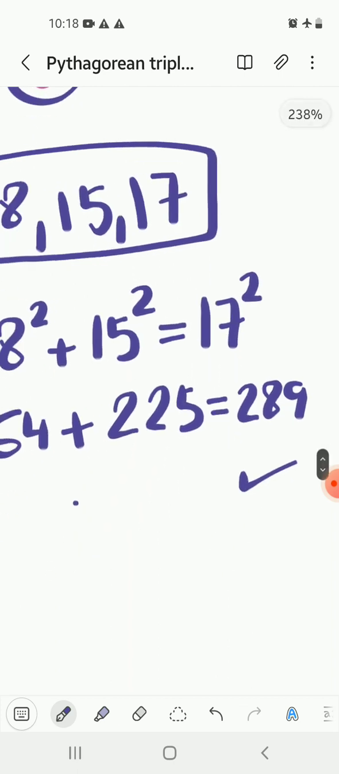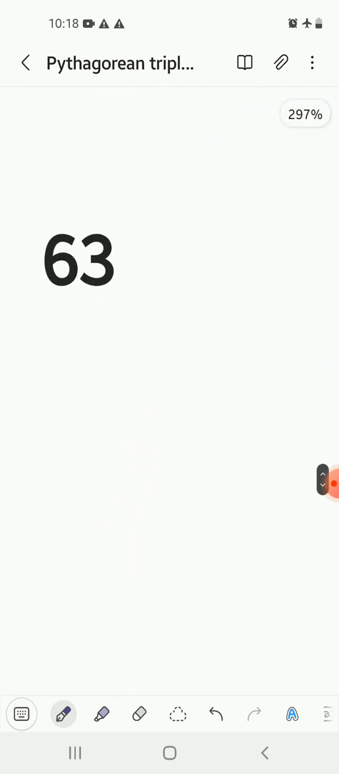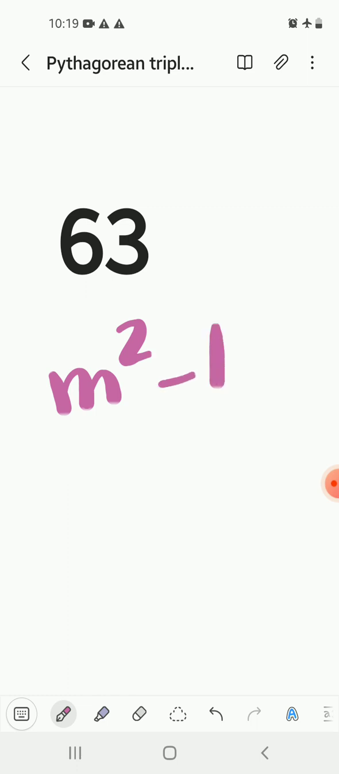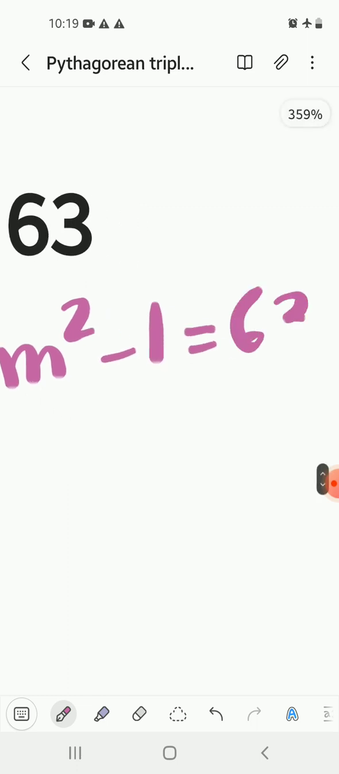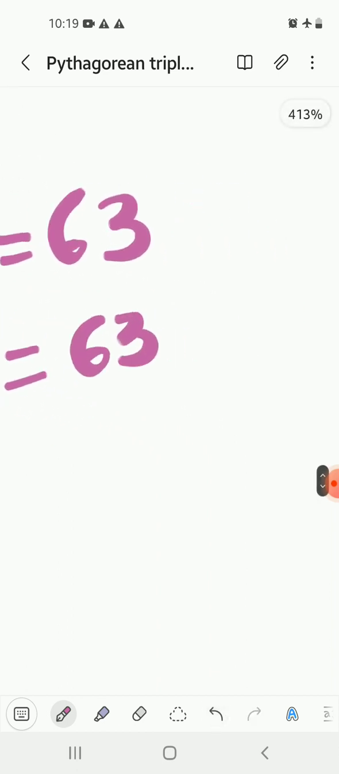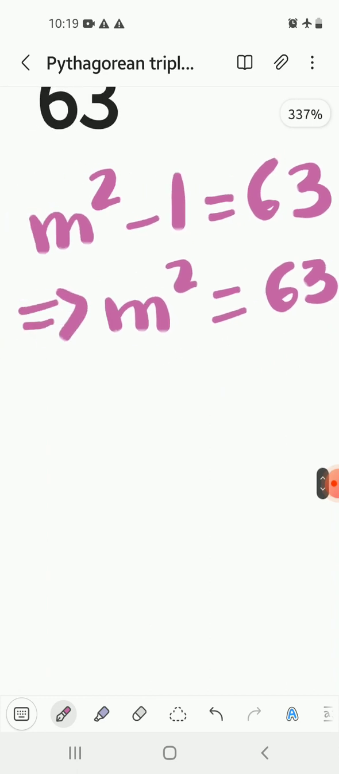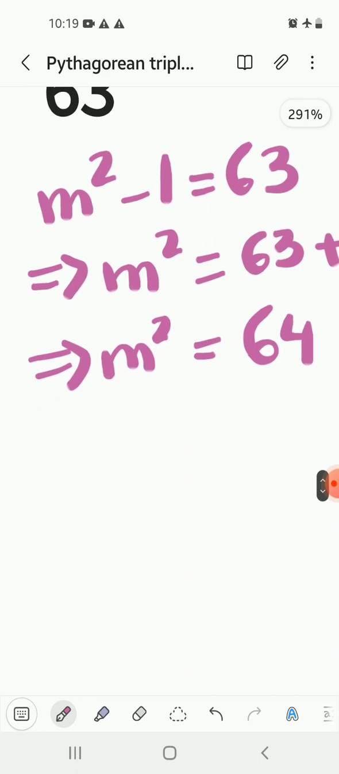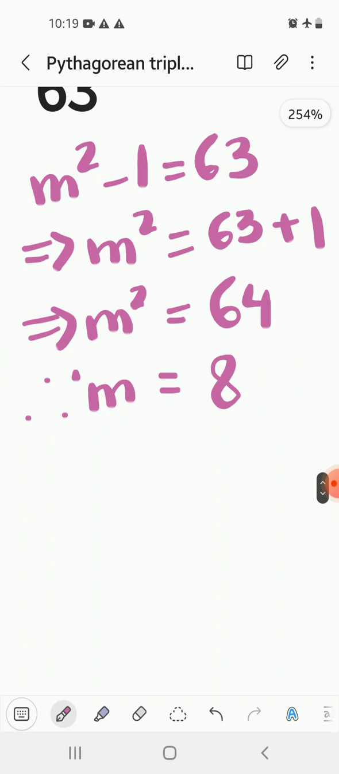Now we will move to the next question, that is 63. We will also solve this in a similar manner, that is we will assume m square minus 1 is equal to 63. Therefore m square becomes, the minus 1 moves to the other side and becomes plus 1. So 63 plus 1 becomes 64. So m square is equal to 64. Therefore m will be the square root of 64, that is 8. So we have already got the value of m.